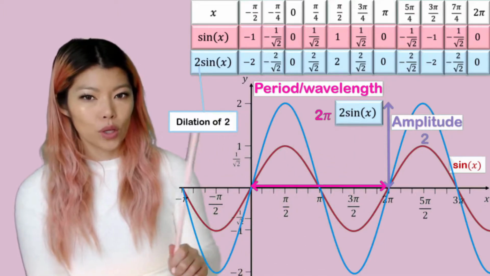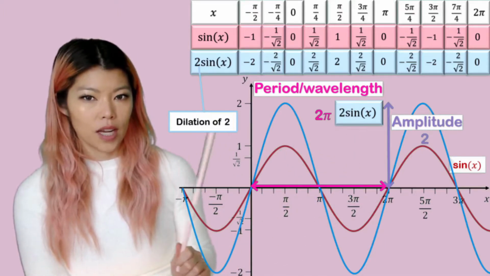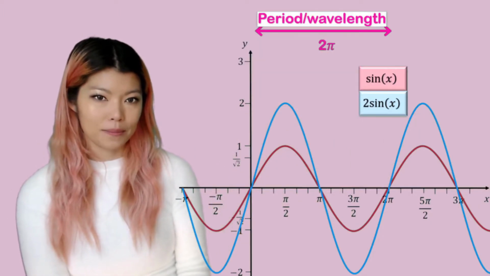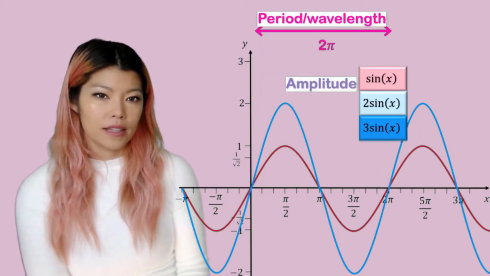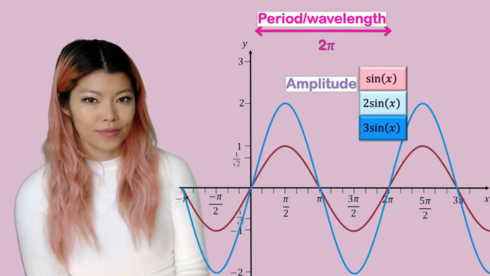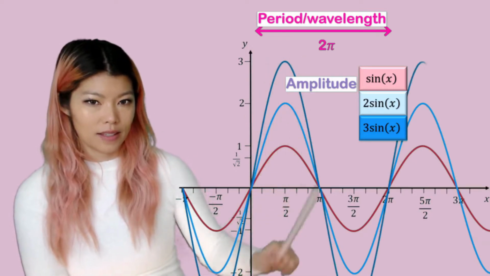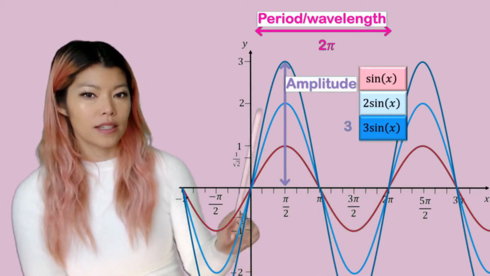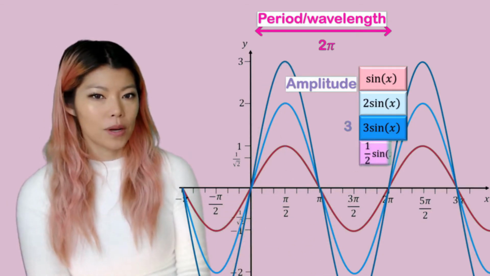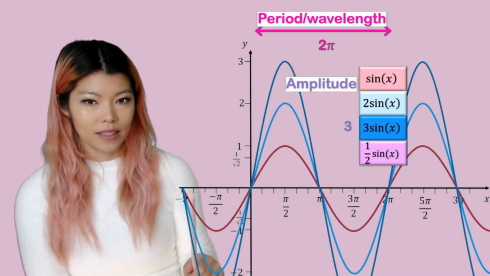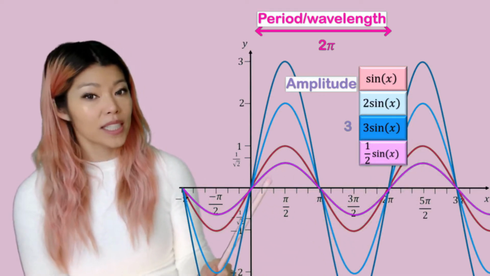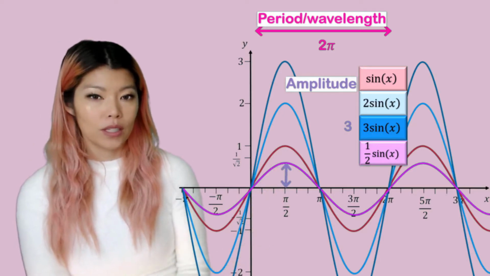We call that a dilation of 2 from the x-axis. What happens if we have, let's say, 3 sine x? You might have guessed it, it will look like this dark blue line here. The period is still the same, but the amplitude is now 3. What about half sine x? Half sine x would look like this purple line over here. Again, the period is the same, but the amplitude is now a half.